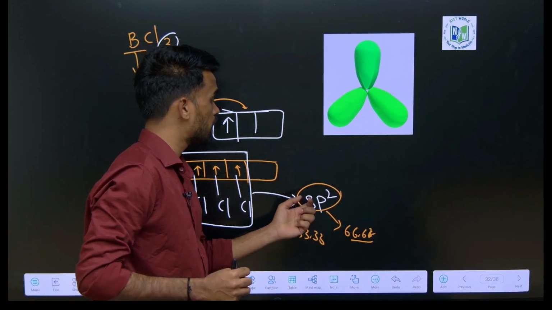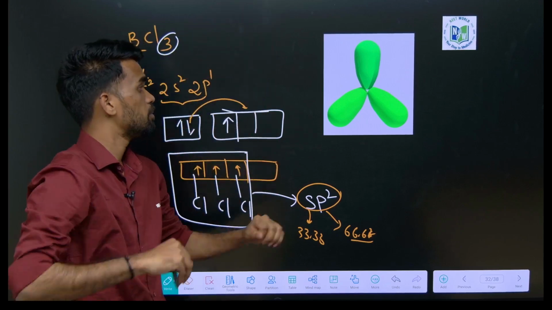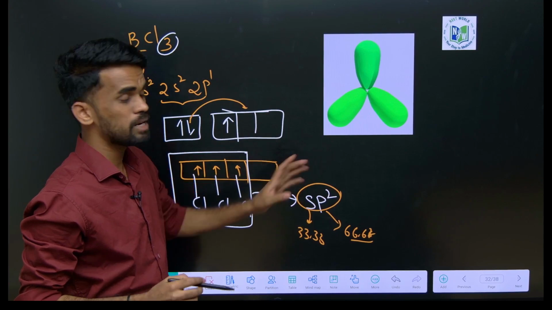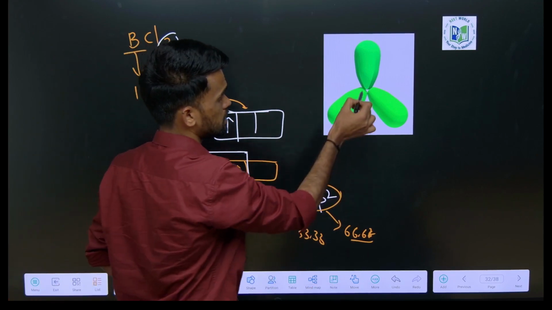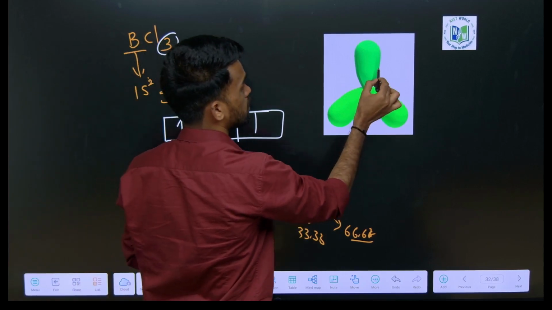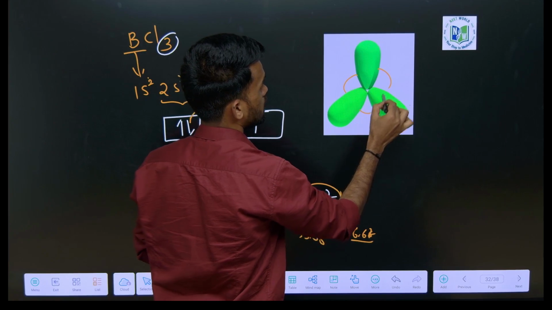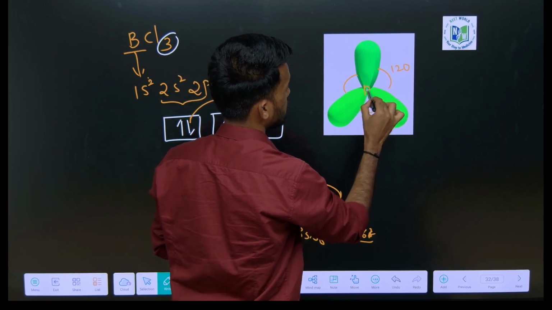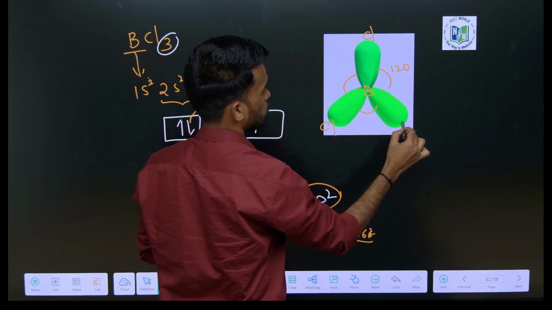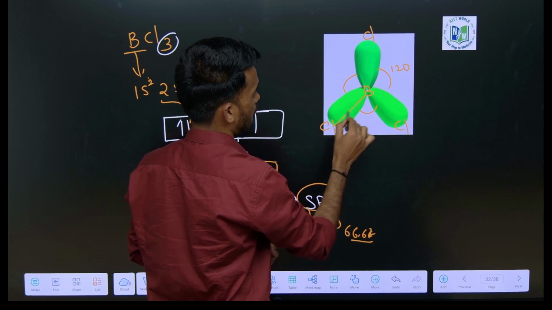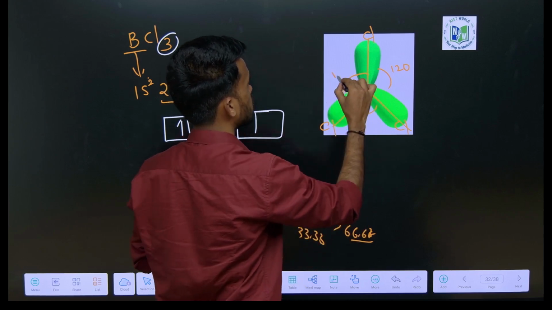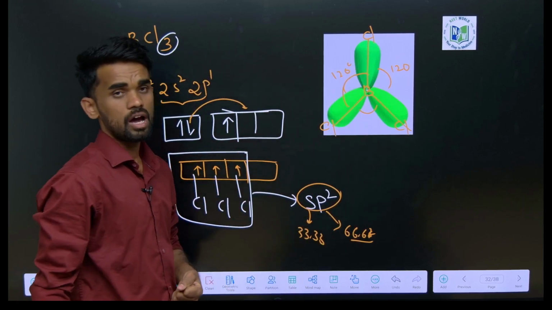Now how do we orient these 3 hybrid orbitals in 3-dimensional space? We can keep these 3 hybrid orbitals in a plane with 120 degrees of angle. So what is the angle here? 120 degrees. Centrally you can consider the boron atom, and at each corner you can consider 3 chlorine atoms. So what is the angle between 2 bonds? It is 120 degrees. I hope it is clear.